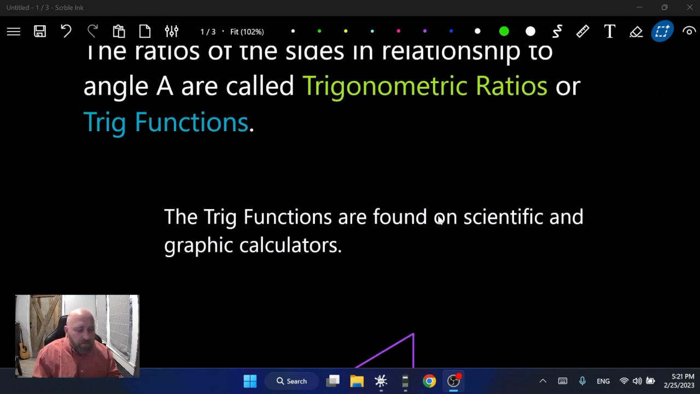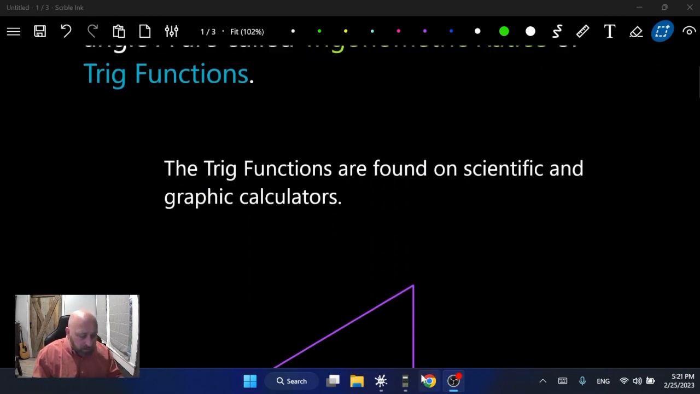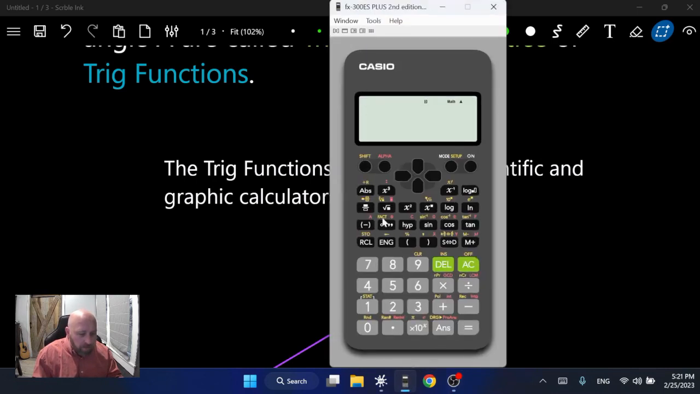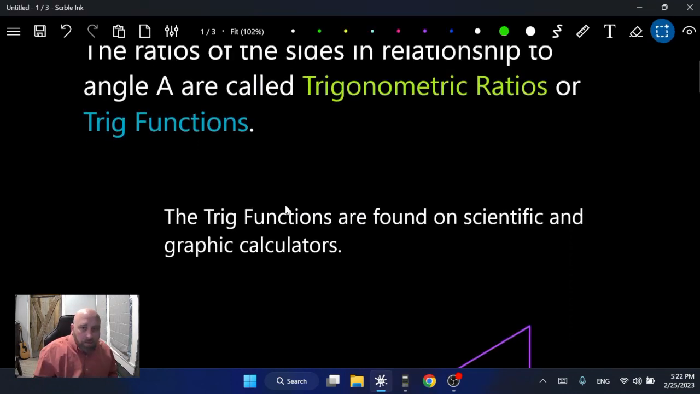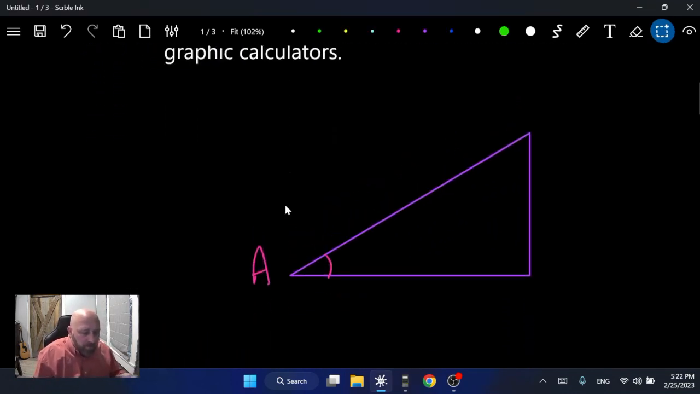The trig functions are found on scientific and graphic calculators. So if you go here to my scientific calculator, I have the trig functions right here. It's sin, cos, and tan. Each one of these three things means something different, and we'll talk about that here in just a second. But you need to know where to find them on your calculator. All calculators are different, so make sure that you check that out and find out where you can find that on your calculator.